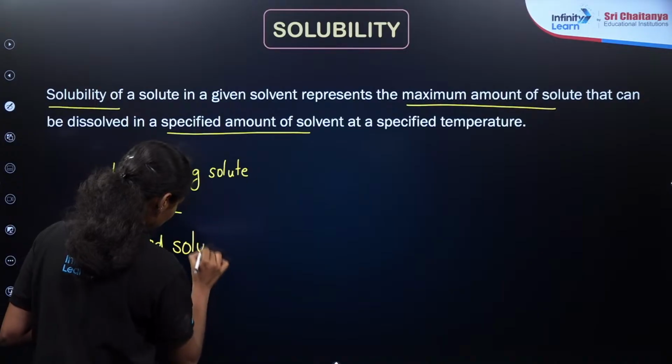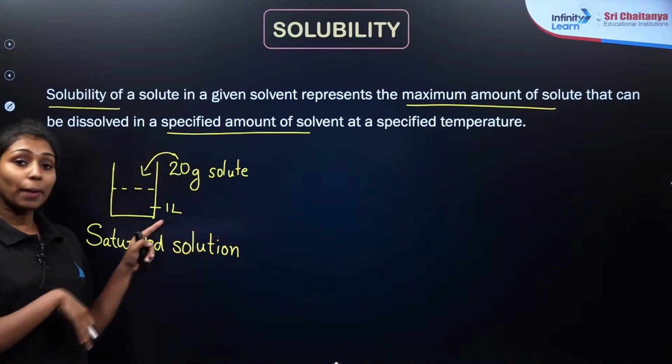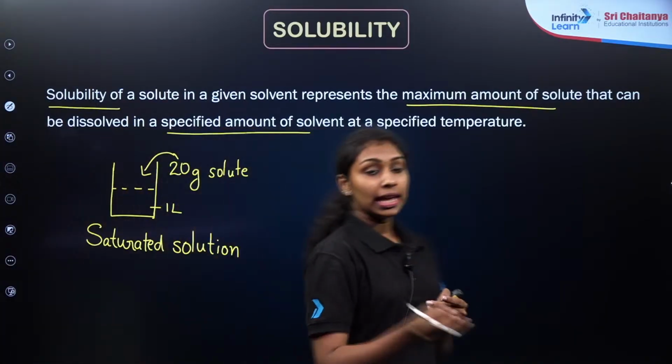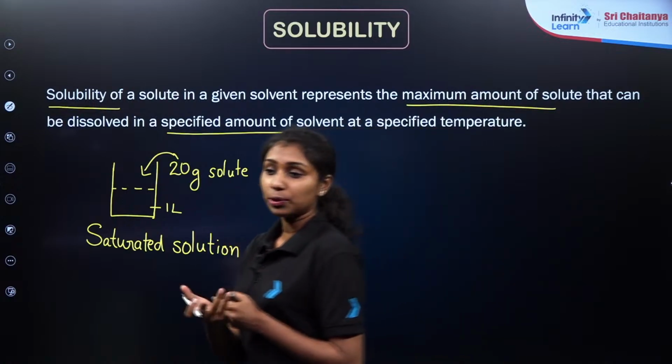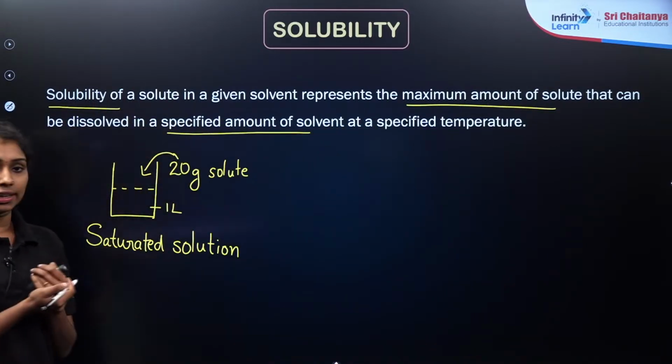Is that clear? So for example, in the case of this particular solution, if I am adding 30 gram of solute, right? 30 gram of solute. What is happening here? Its maximum capacity is 20 gram. If I am adding 10 gram more of solute, it will not dissolve, right? So it will become a saturated solution here.